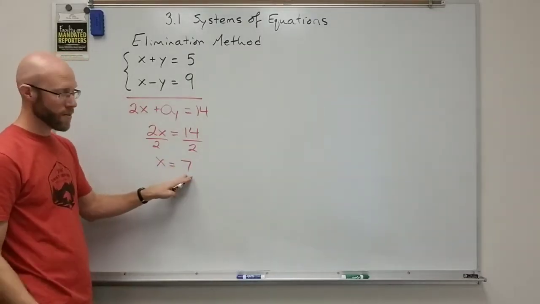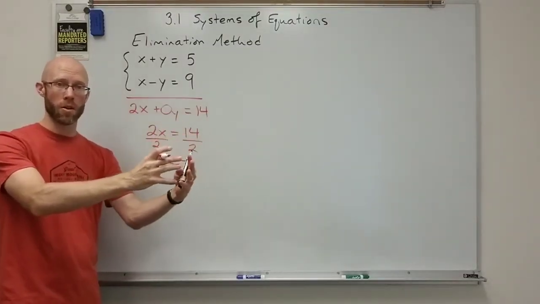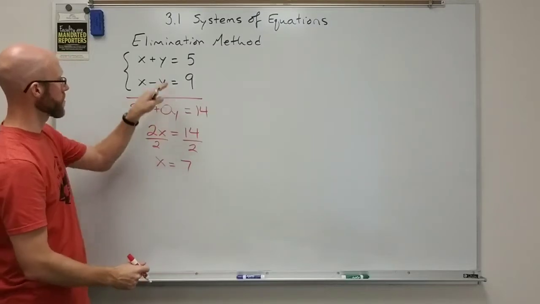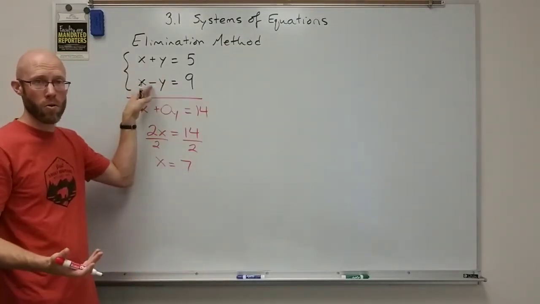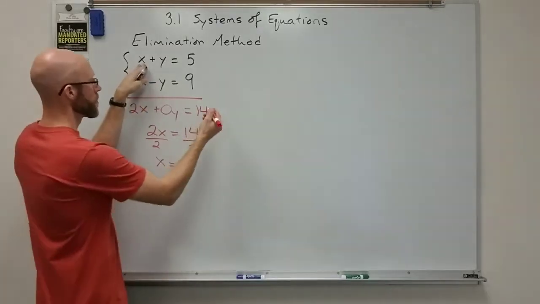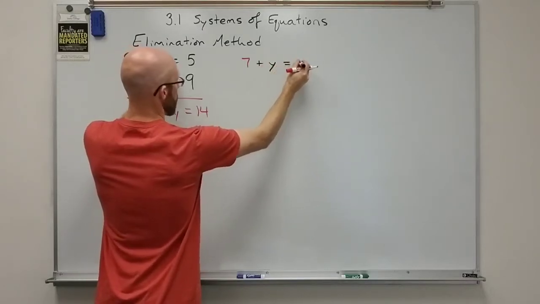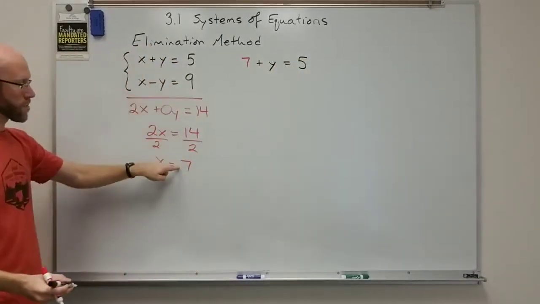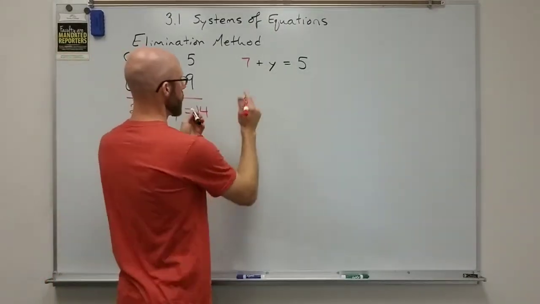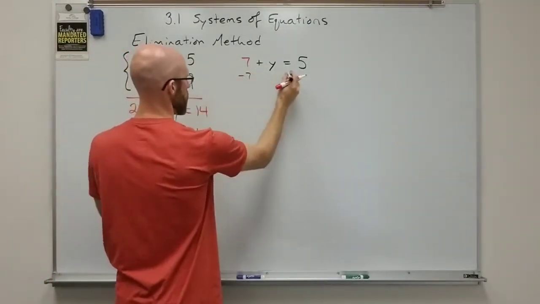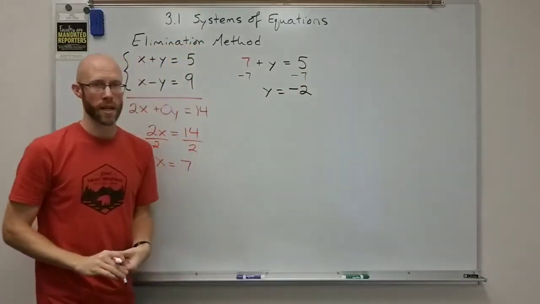I can then take that 7, and remember, I don't have a final answer yet. I have to have the y value and then put them in ordered pair form. So I take that 7 and plug it back in. Now I can plug it back into either of the original equations. It won't matter. I'll go to the top one. We have 7 plus y equals 5, right? So the x becomes a 7. And then solve that for y very quickly. Subtract the 7 from both sides, and y must be -2.